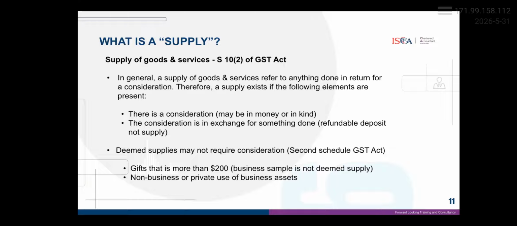An example of a deemed supply mentioned in the Second Schedule of the GST Act is a gift that is more than $200. It's stated there that a business sample is not a deemed supply. Also, a transaction of non-business or private use of business assets can be deemed as a supply.